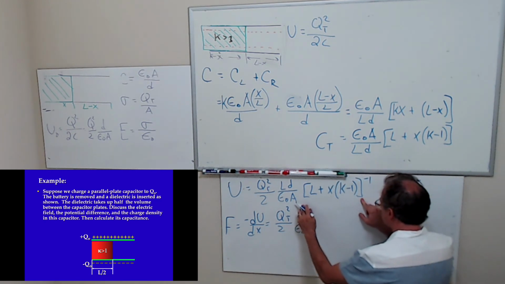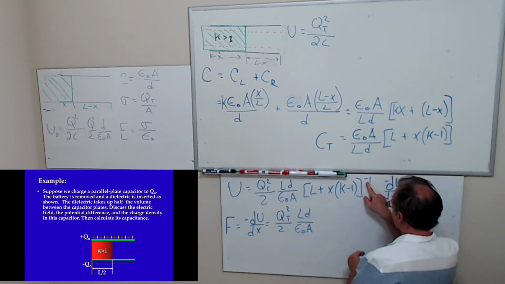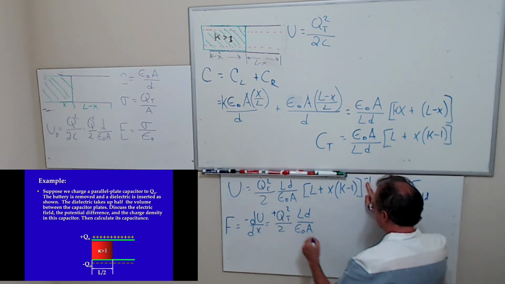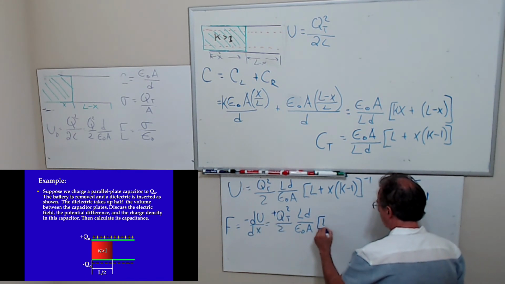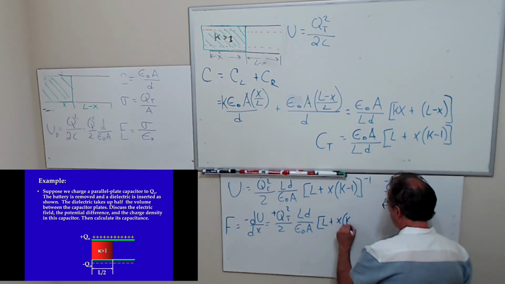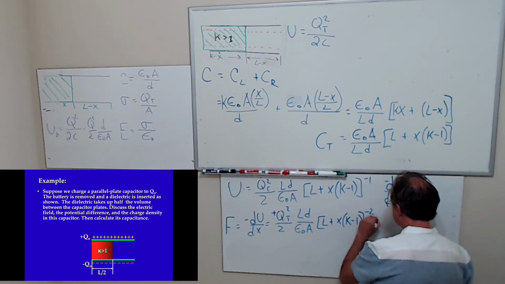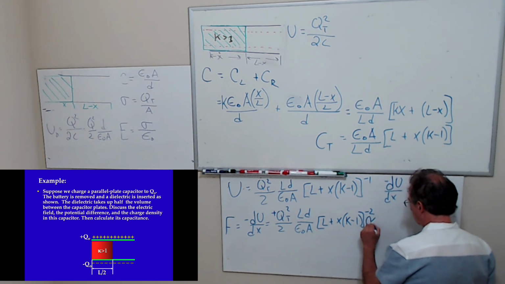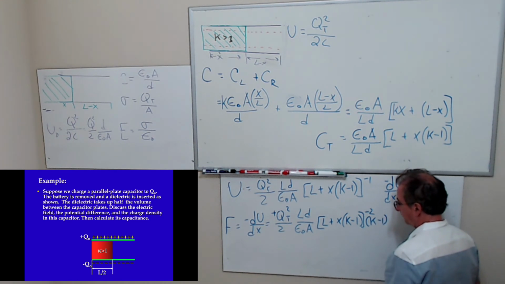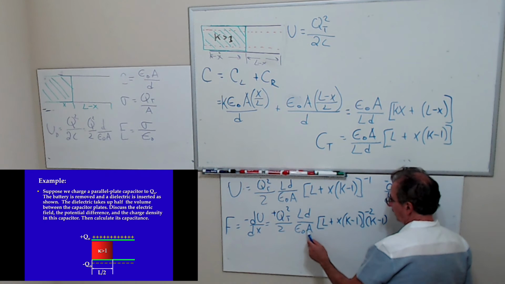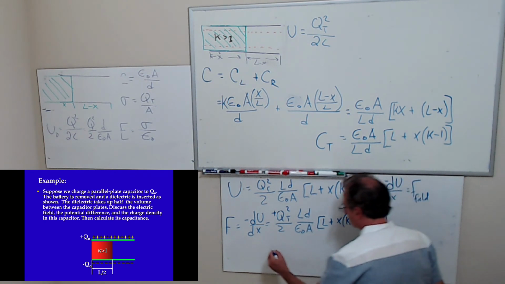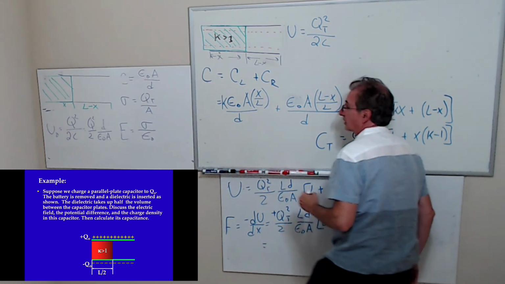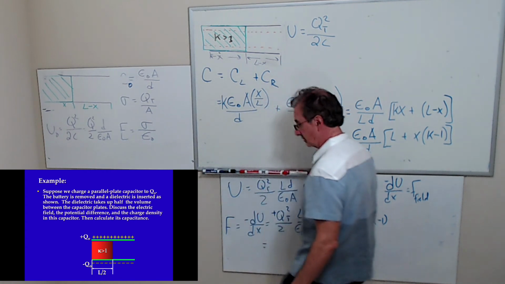I got to take the derivative of this with respect to x. So first of all, I'm going to get a minus sign out here, and then there's another minus sign here, so that's going to cancel. I'm going to get L plus x times kappa minus 1 to the minus 2. Then the derivative of the inside function, kappa minus 1. Now, epsilon naught A over d is just 1 over C, the original C. Maybe I should call it C naught, the original capacitance.